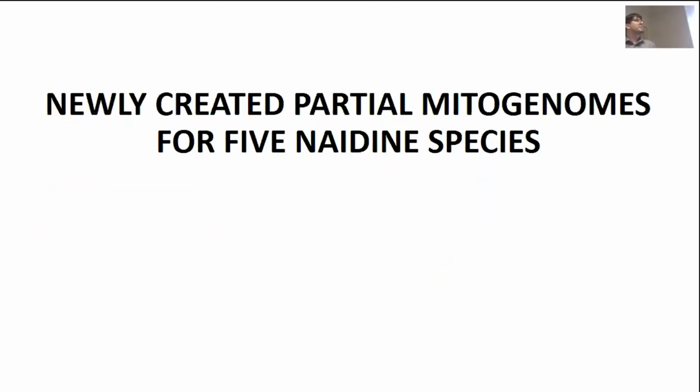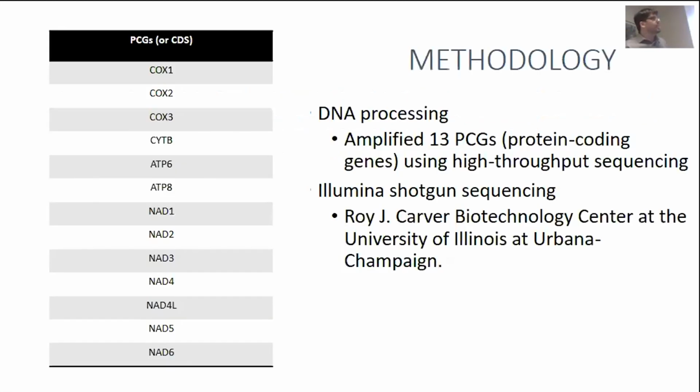So the next little part is our newly created partial mitogenomes for 5 Naidine species that Dr. Newbig was very kind enough to help me with. I'm sure I'm missing some stuff, but hopefully I can do him proud. So for the methodology, we did DNA processing. We wanted to amplify these 13 PCGs, the protein coding genes, using high throughput sequencing and Illumina shotgun sequencing at the Roy J. Carver Biotechnology Center at the University of Illinois at Urbana-Champaign.